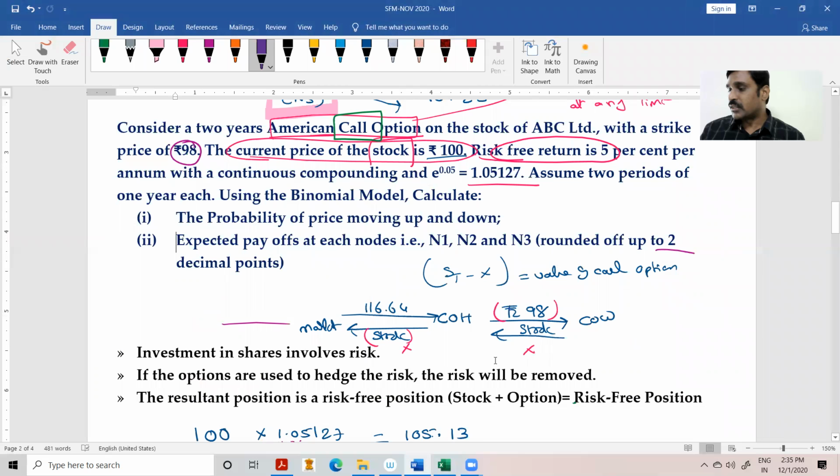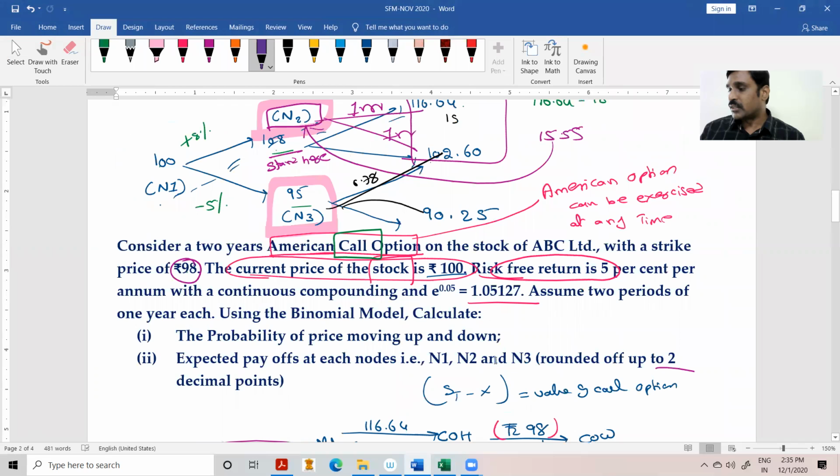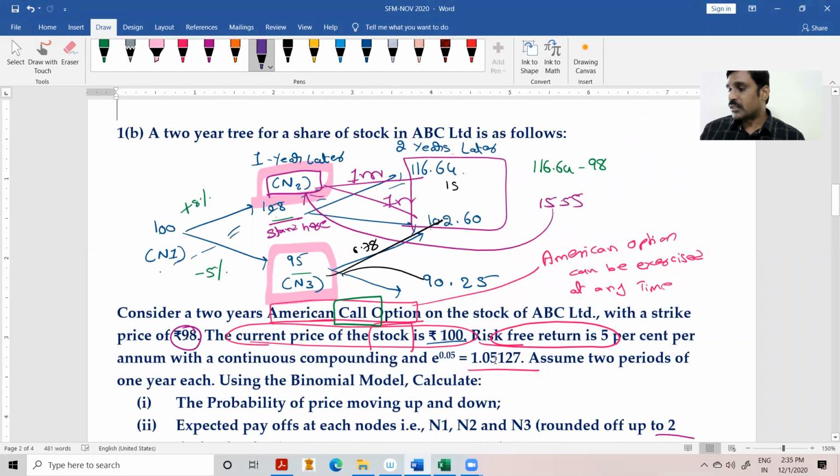So be careful here. The mistake done by some of the students is not discounting. They will calculate the node values properly, 102.60 minus 98, into 78%. One mistake is forgetting the 78% and 22% probabilities. Or if you do that, the second type of mistake is forgetting to discount.